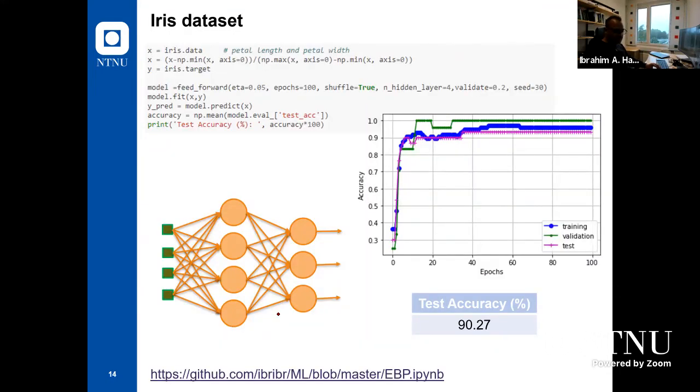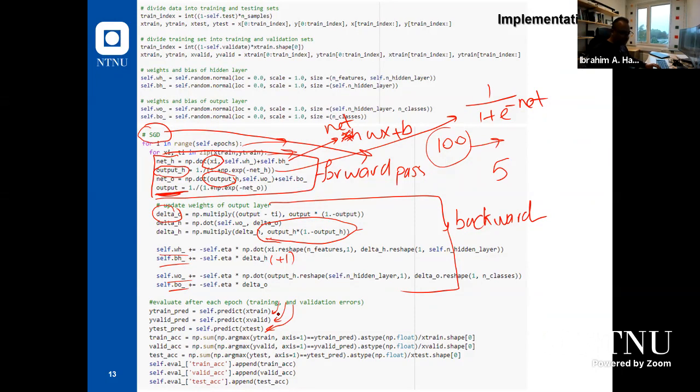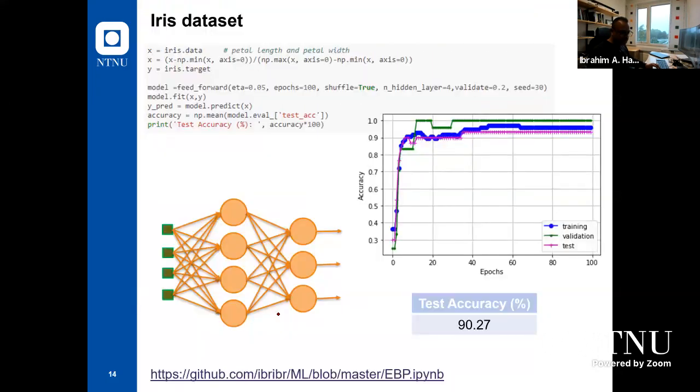So when I implemented this problem, I call it feed-forward, in fact. So I call it here feed-forward neural network. And you need to specify the learning rate, eta. You need to specify the number of epochs. I selected 100, for example. You need to shuffle, because remember, our dataset is not shuffled. I mean, if you are working with the Iris dataset, the first 50 examples are class 1, the second 50 are class 2, the last 50 are class 3. So we need to shuffle. And I just used one hidden layer. So if it is only one hidden layer, we need to specify how many units, how many neurons in this hidden layer.